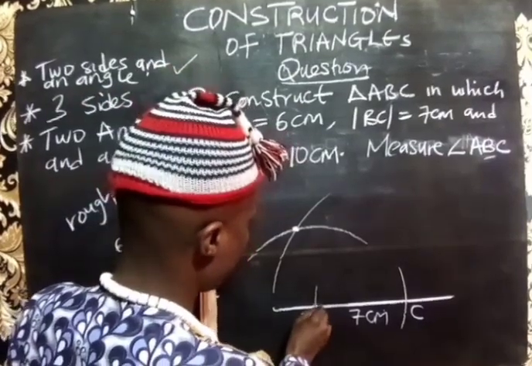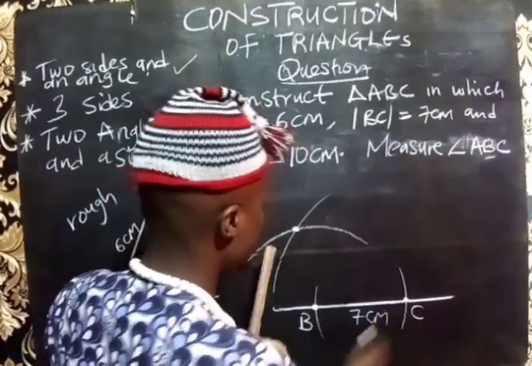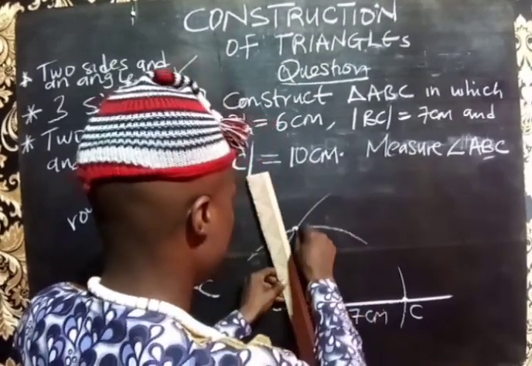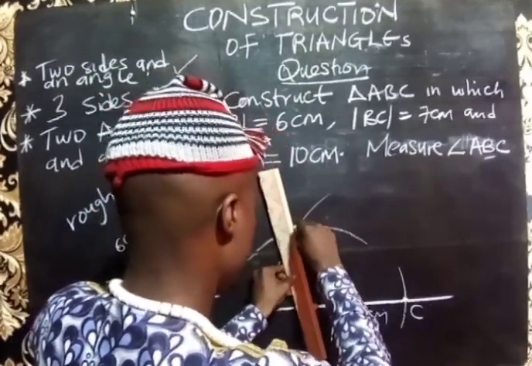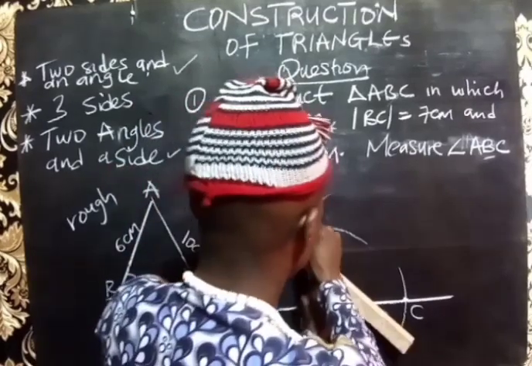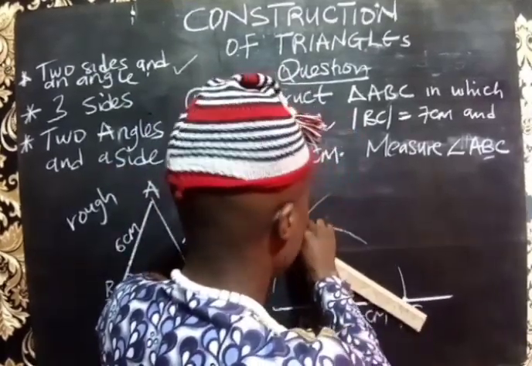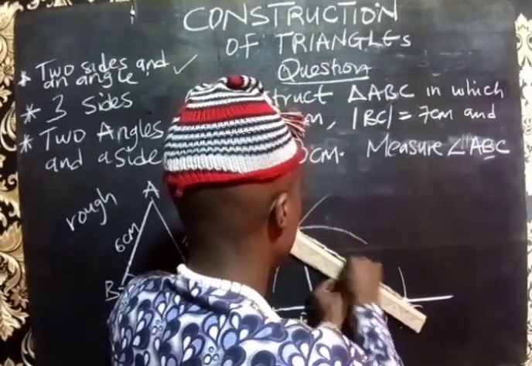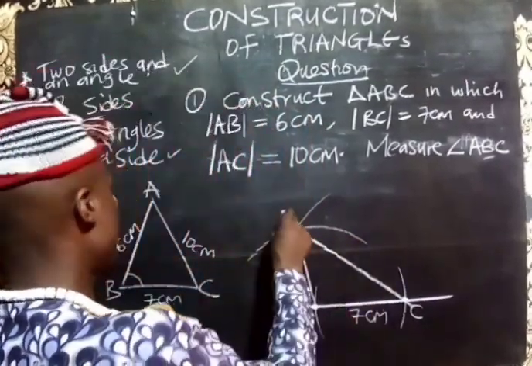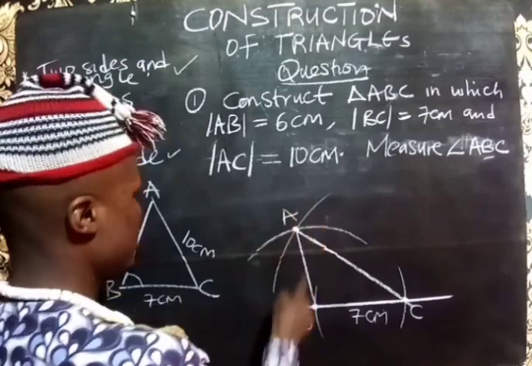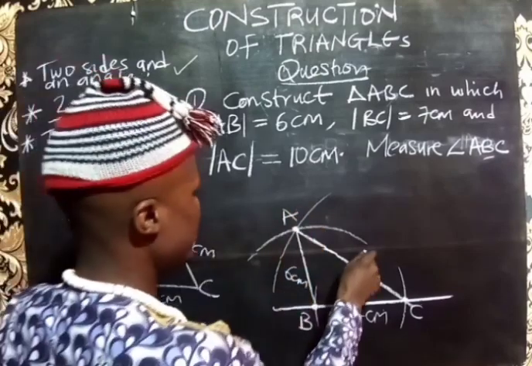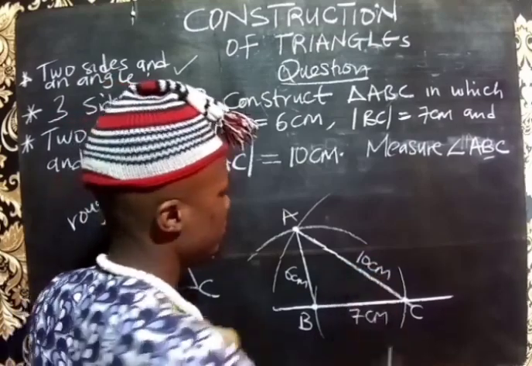Then look at your point B, and here is your point C. Join the intersection point to B, then join also to C. Okay, so here is now my A. This length AB is 6 cm, while this length AC is 10 cm.